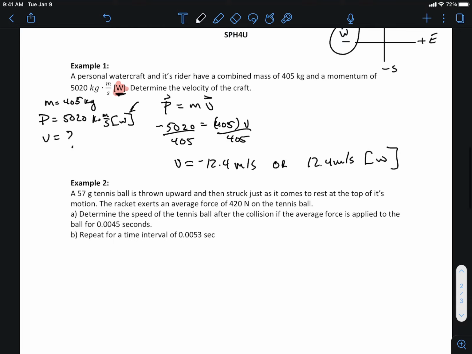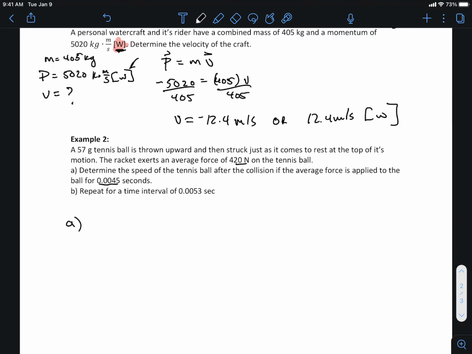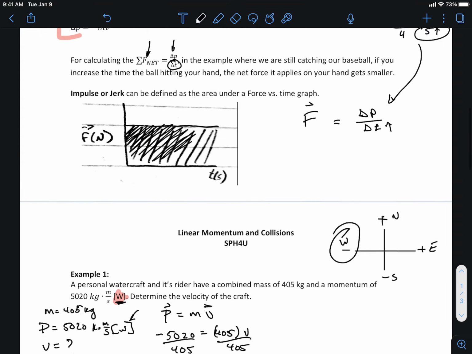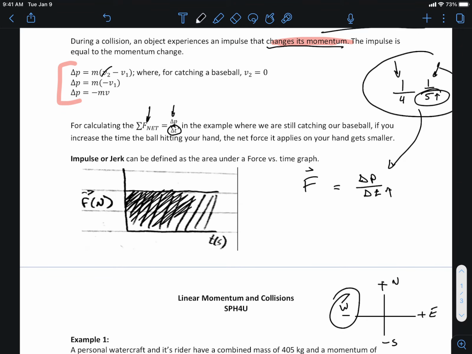Okay, so a 57-gram tennis ball is thrown upward and then struck as it comes to rest at the top of its motion. The racket exerts an average force of 420 newtons on the tennis ball. We want to determine the speed of the tennis ball after the collision if the average force is applied to the tennis ball for 0.0045 seconds. So let's just do part A. And we're going to see something interesting happen here that I said above around the fractions.